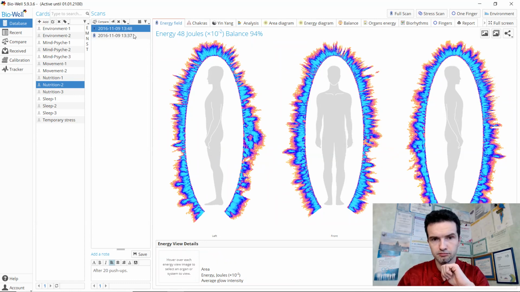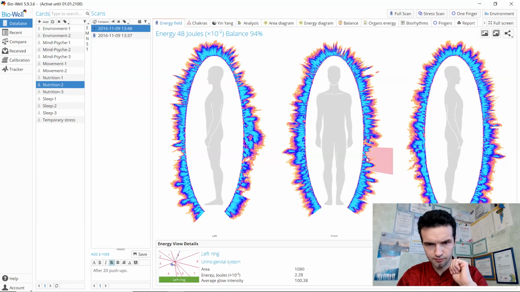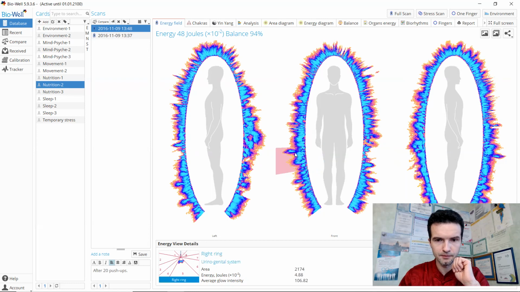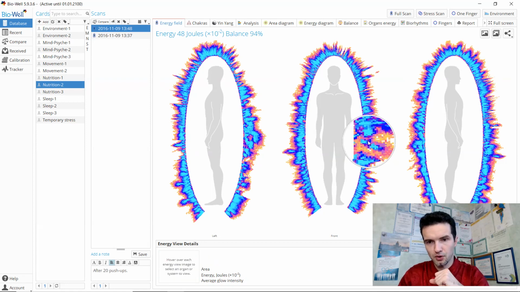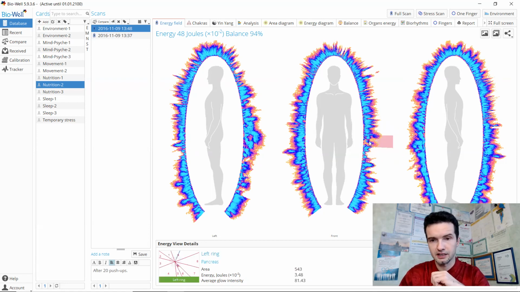And maybe a little bit here in the urogenital system. But of course, the main and the most abnormal and most life-threatening disorder is here in the pancreas. Because if pancreas stops working, you're dead.